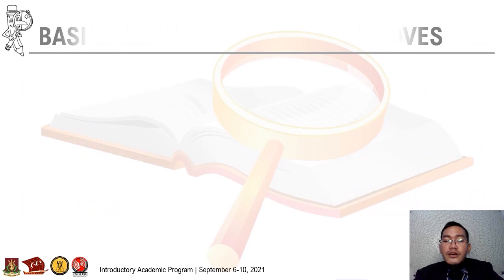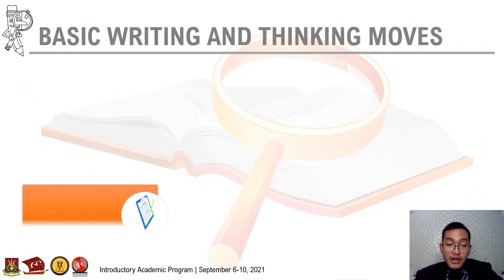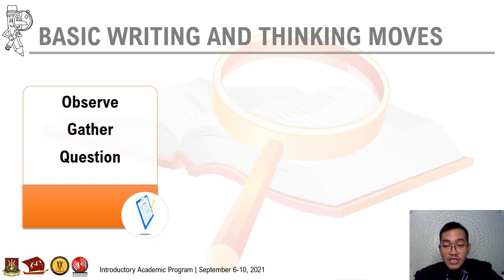Finally, here are some writing and thinking moves that a researcher must do. First is to observe. When we observe, we watch, we listen, we read, we perceive. By observing, we can get ideas. We can gather information, and we can even be inspired by the information we have gathered to conduct a research or a study.